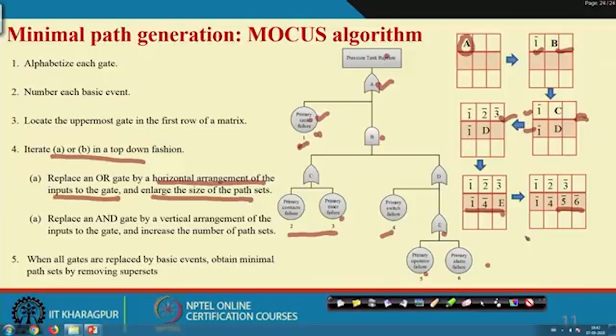So, how many path sets? 1 bar, 2 bar, 3 bar; 1 bar, 4 bar, 5 bar, 6 bar. If this one is successful and these two are successful, the system will be successful, or if this is successful and these three are successful, the system will be successful. Ultimately, in this way you decompose and finally you may find a situation where you have to go for minimal path sets by removing supersets, the way we removed supersets in cut sets to find the minimal cut sets.